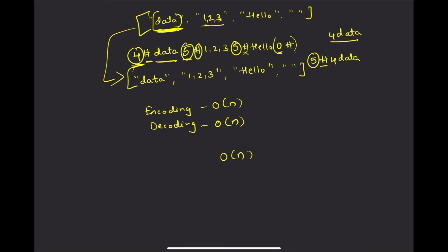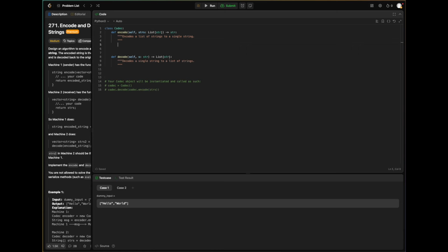Now let's take a look at the code. Let's start with encoding. Let's start by creating an empty string to build our final encoded result. Now we loop through each string in the input list, and for each string, we'll first calculate its length, then we add the length followed by a special marker, that is the pound sign, and then the string itself, and we append everything to our encoded string because that's one string that we need to return. So let's do this.